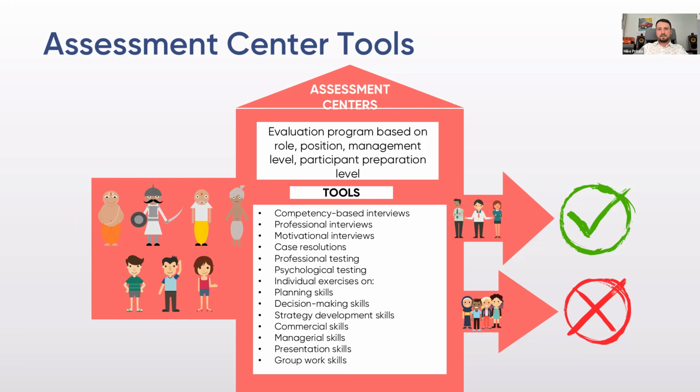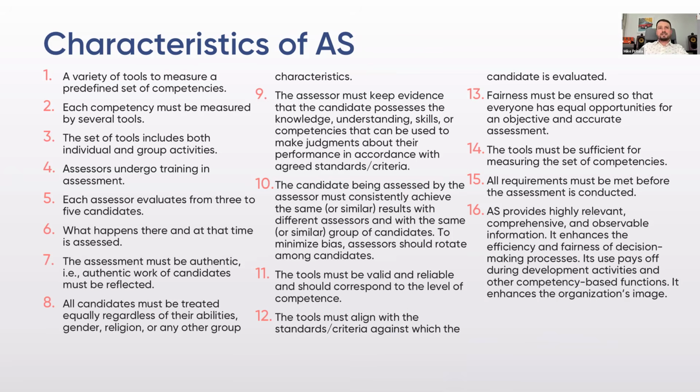Let's summarize. So, a variety of tools to measure a predetermined set of competencies. Each competency is, by the way, you could say, an official manifesto. In a center, each competency is measured by several tools. The toolkit includes individual and group activities. Assessors are trained in assessment. Each assessor evaluates 3 to 5 candidates, assessing what is going on at that particular time. The assessment should be authentic to the work the candidates are doing or will be doing.